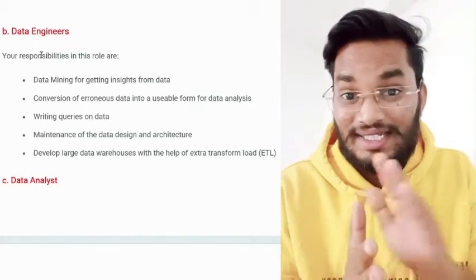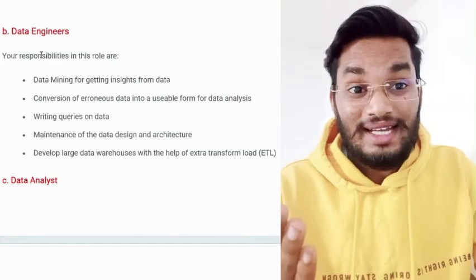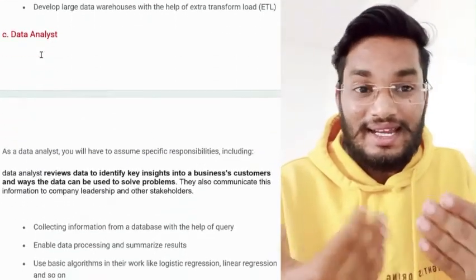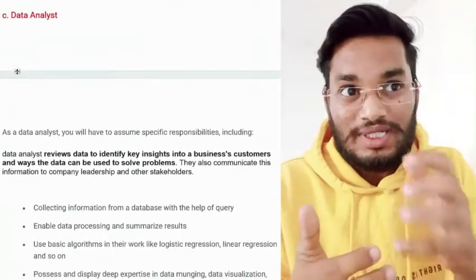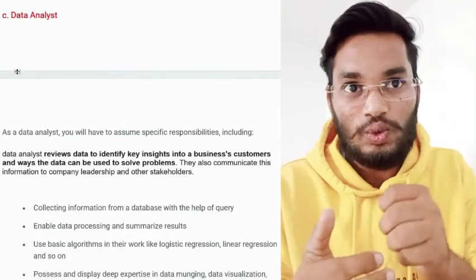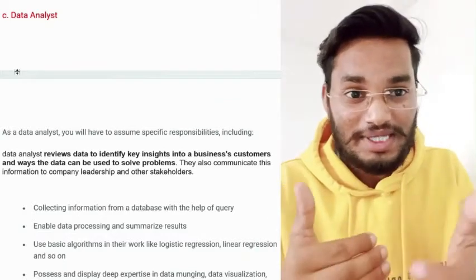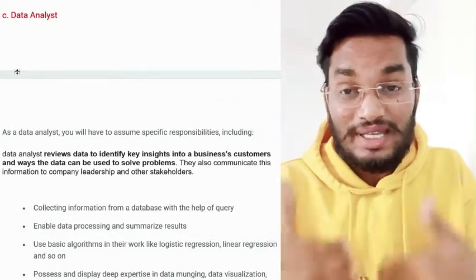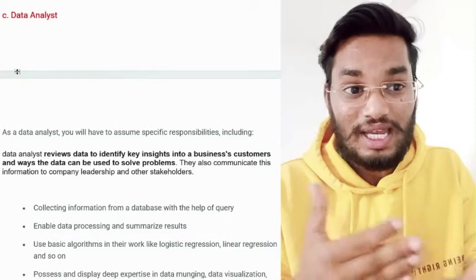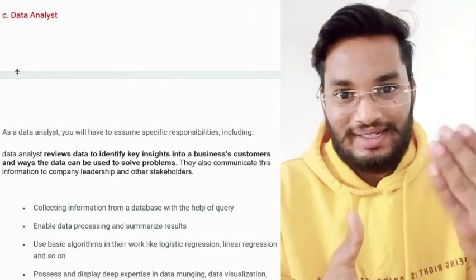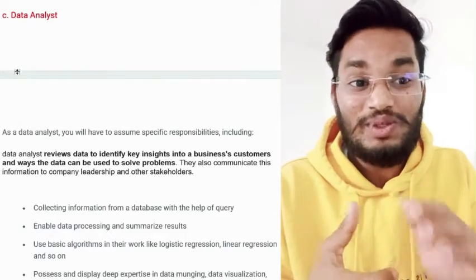Next is the data analyst and their responsibility. A data analyst reviews the data to identify key insights for the business and customers. The data analyst analyzes the databases and gives deep insight into the data, insight into big data, which can be used by the data engineer and data scientist, and ways that the data can be used to solve this problem.